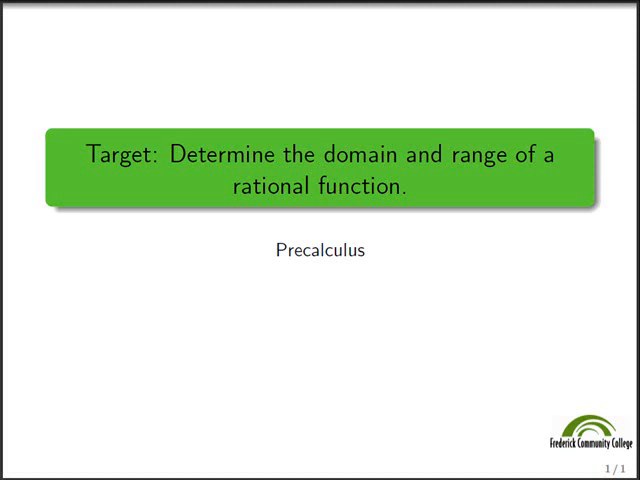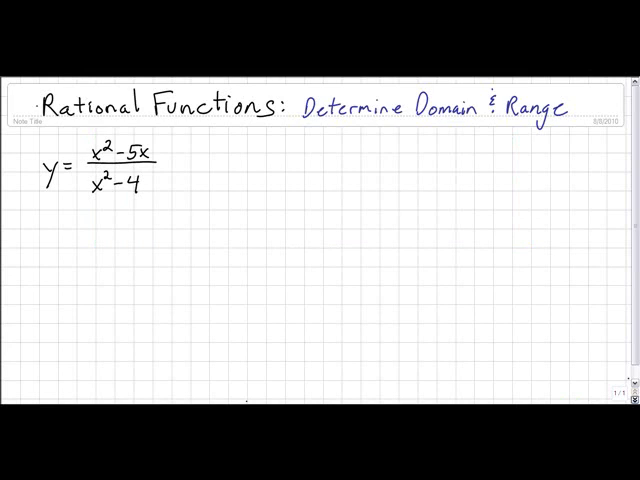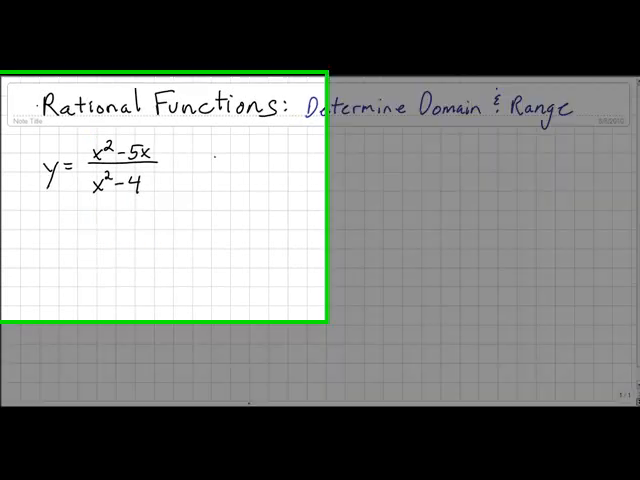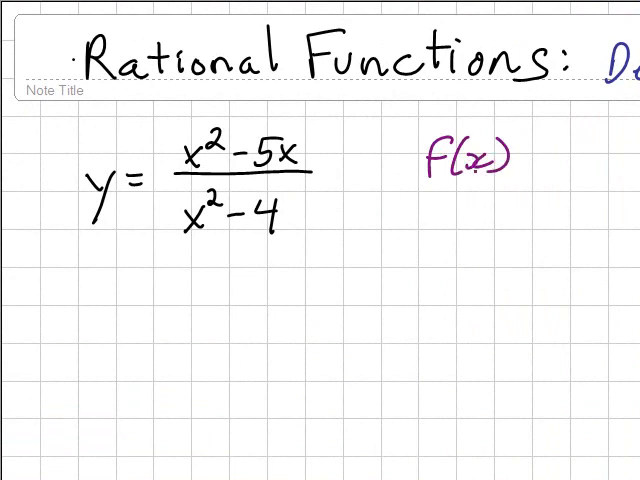Determine the domain and range of a rational function. Okay, here we have a rational function, and we're asked to determine the domain and range of this particular rational function. Again, it is a rational function because essentially it's a polynomial over another polynomial. So it's essentially a function over a function.